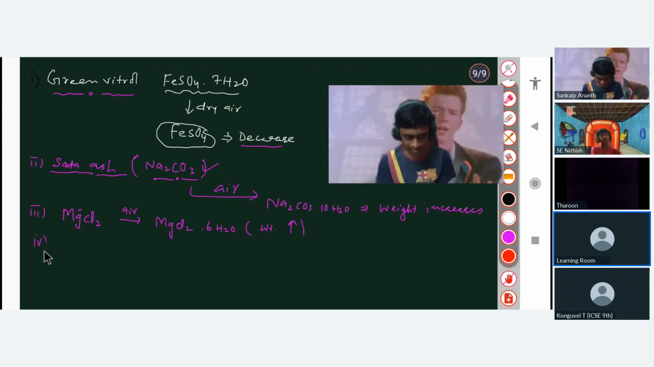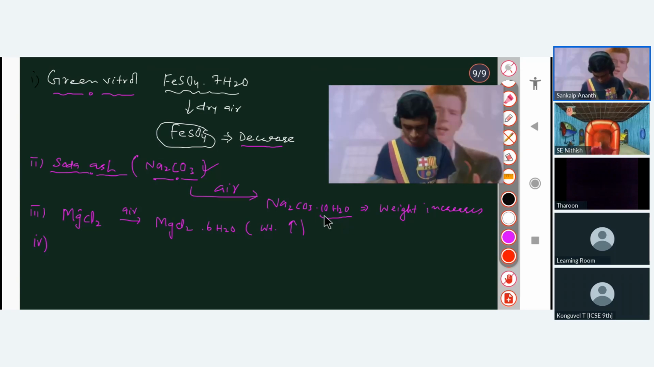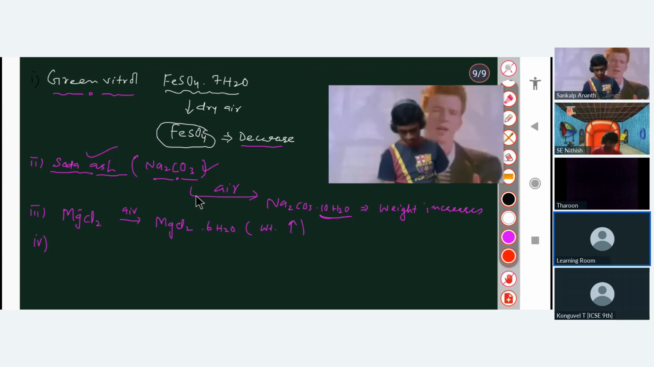I will tell you the example. Washing soda will lose because it has water of crystallization. If we expose washing soda to dry air, it will lose its water of crystallization. You have to remember it. Here you have soda ash. When soda ash is exposed to the air, it will absorb, so its weight will increase.